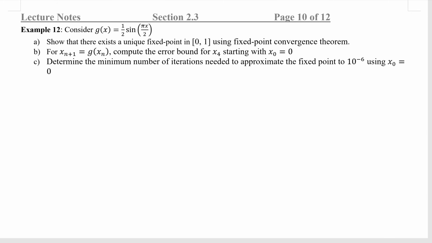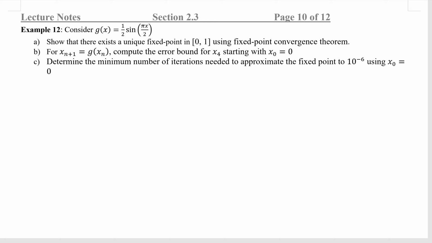Hi everyone. Let's continue. Let's look at this example 12. Consider g of x equals 1/2 sine pi x over 2. Part A. Show that there exists a unique fixed point in [0, 1] using fixed point convergence theorem.